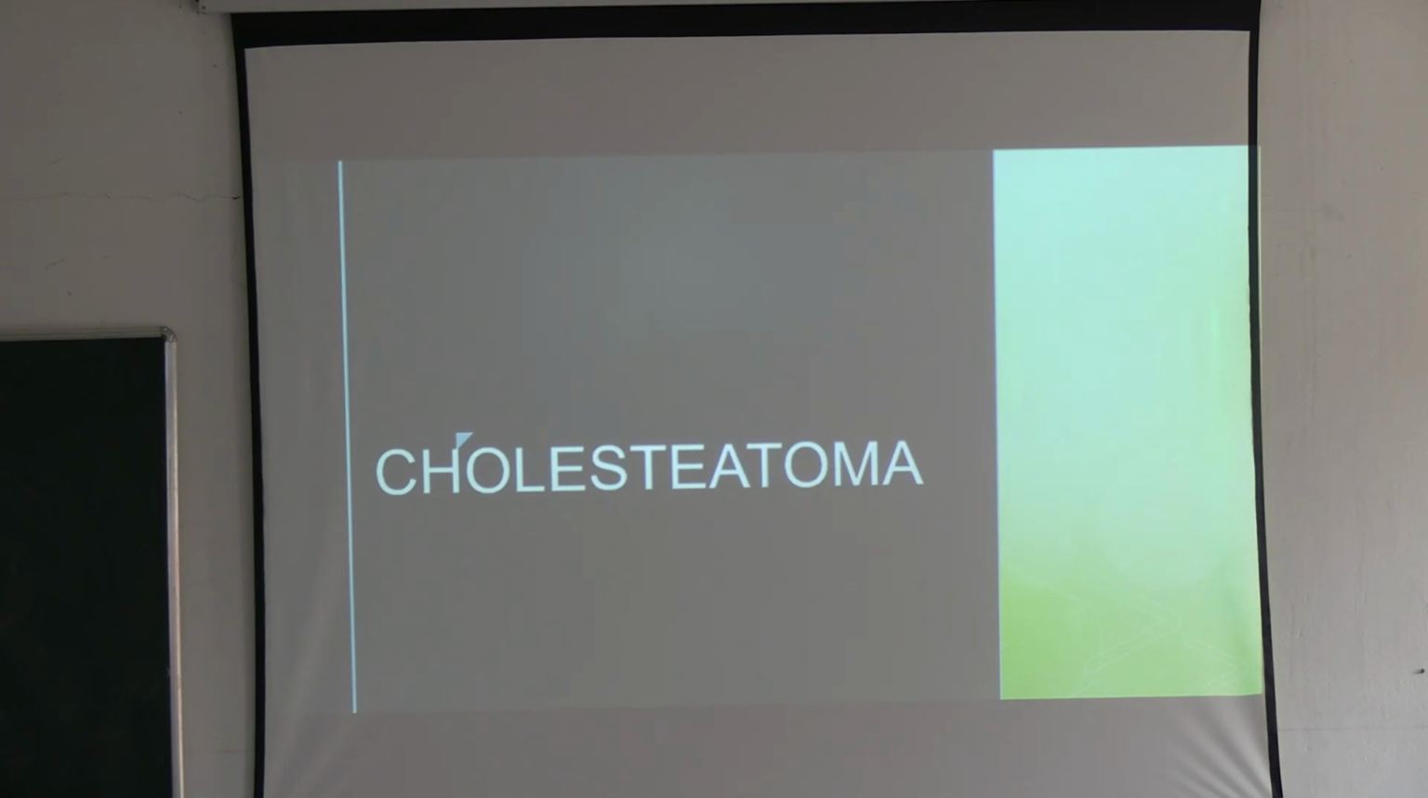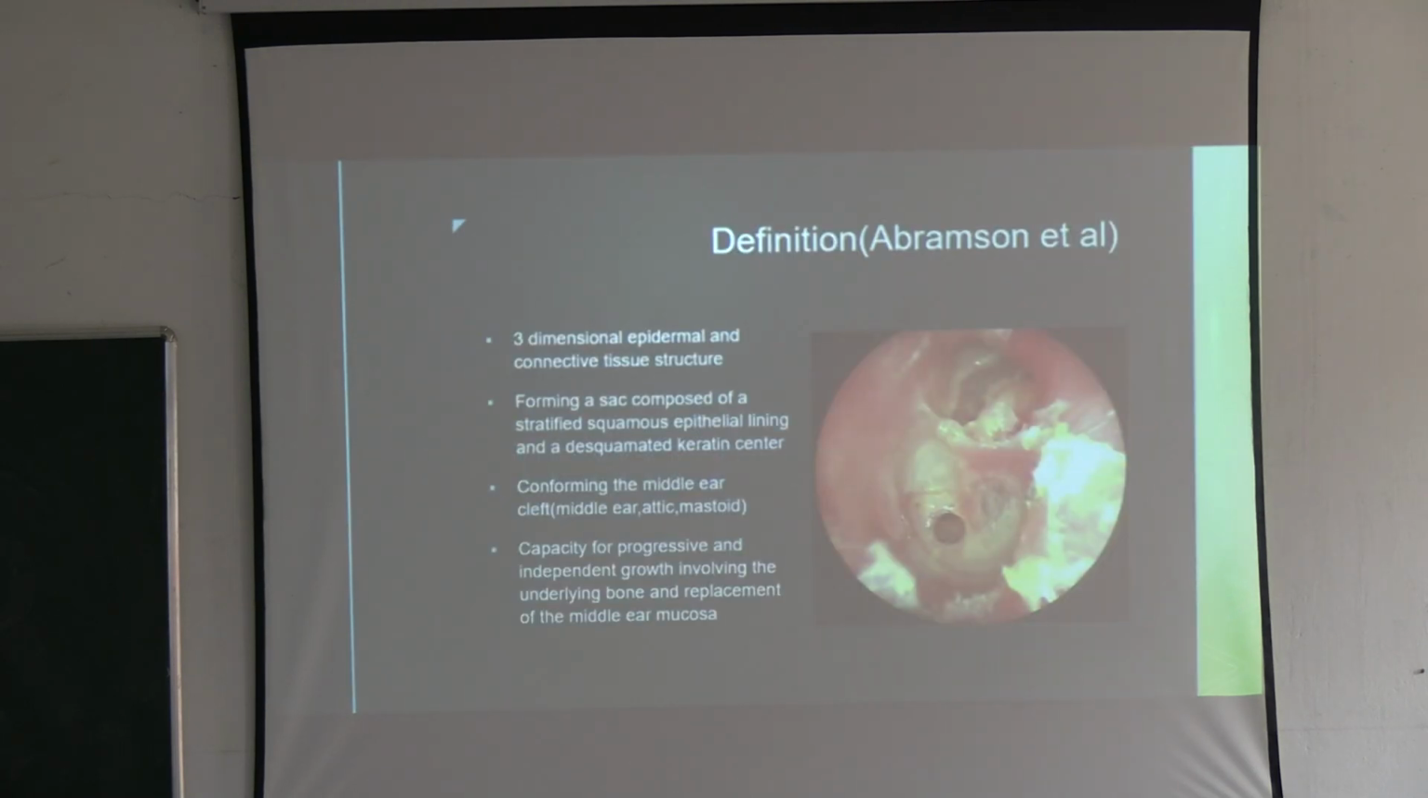Now cholesteatoma. What is cholesteatoma? Definition: it is a three-dimensional epidermal structure covered by connective tissue matrix. It is a tumor-like thing, a three-dimensional SOL type thing lined by epidermal element and surrounded by connective tissue matrix, forming a sac composed of stratified squamous epithelium lining and desquamated keratin inside.